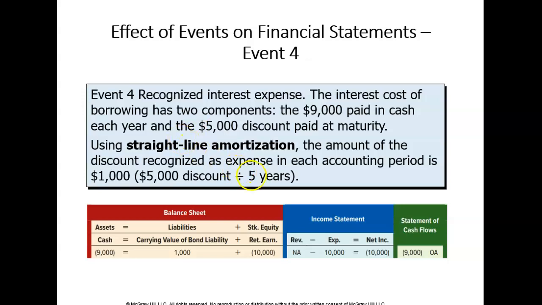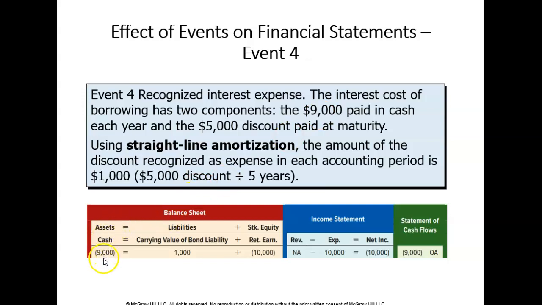So to do that, because the bond matures in 5 years, we do what's called straight line amortization. We're going to take the amount, the $5,000, and divide that by 5 years. Therefore, every year we're going to reduce that discount in the amount of $1,000. We're also paying $9,000 in interest each year to the actual bondholder.